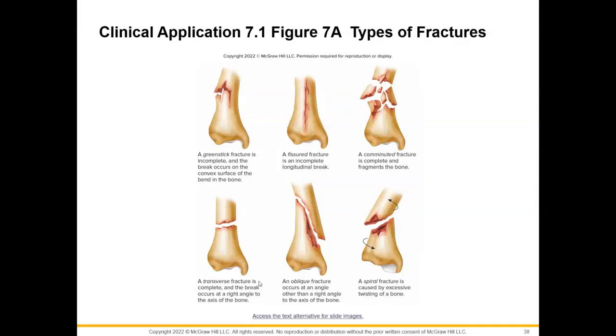And we can also talk about different types of fracture classifications based on how the fracture occurs, such as a greenstick fracture. That's an incomplete fracture. Here we have a fissured fracture, down the center. We have a comminuted fracture here where you actually have fragments created. A transverse fracture is a complete break. An oblique fracture is a complete break also, but at a diagonal. And this shows a spiral fracture caused by twisting motion.